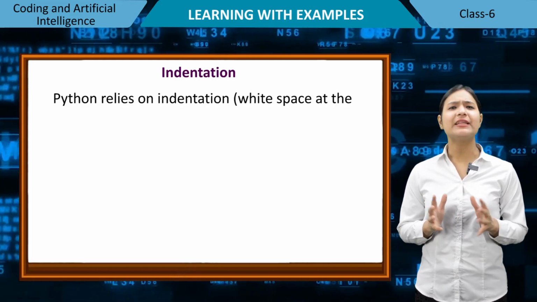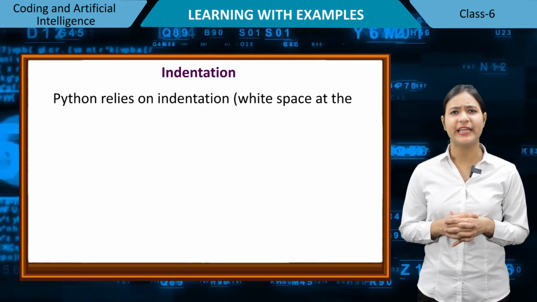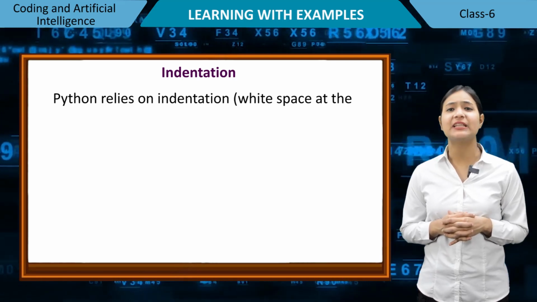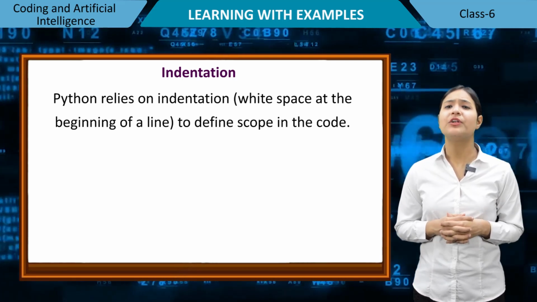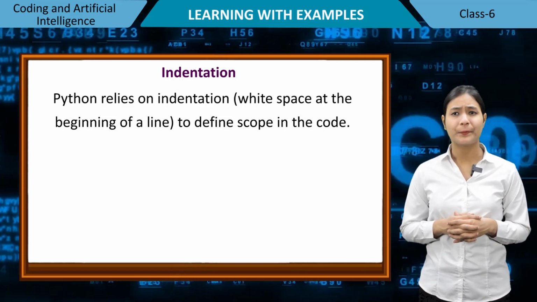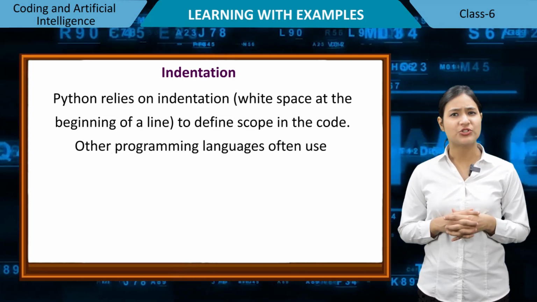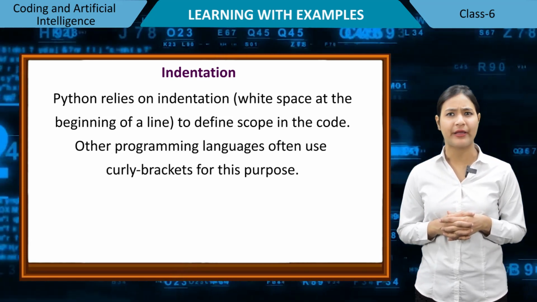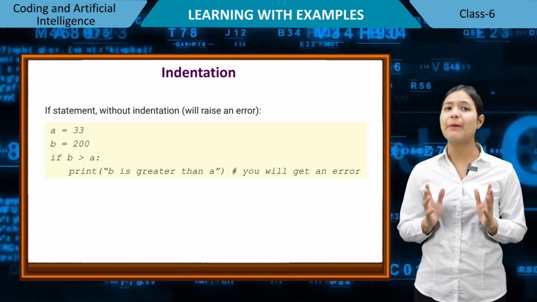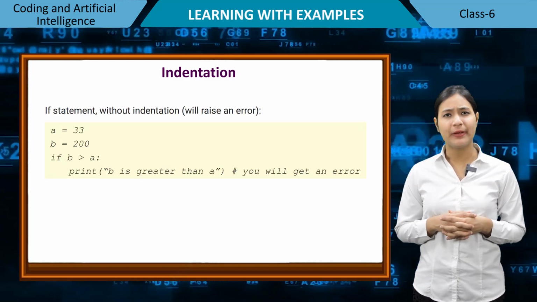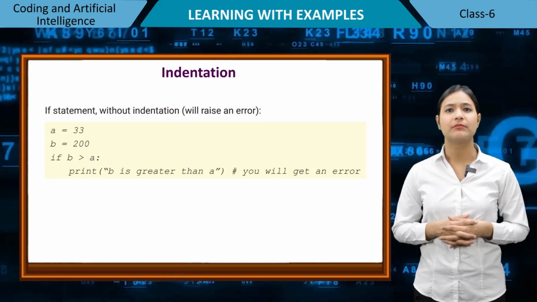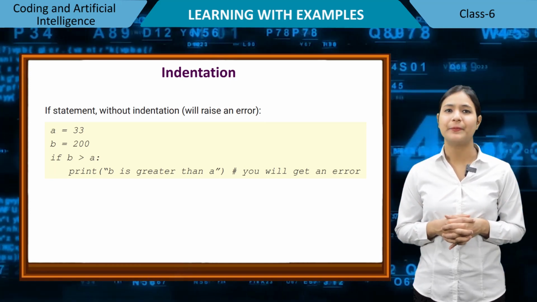Indentation. Python relies on indentation, white space at the beginning of a line, to define scope in the code. Other programming languages often use curly brackets for this purpose. Example 2. If statement without indentation will raise an error.